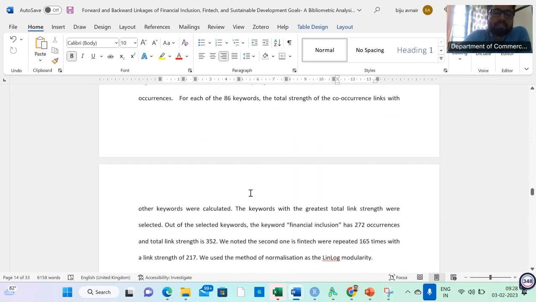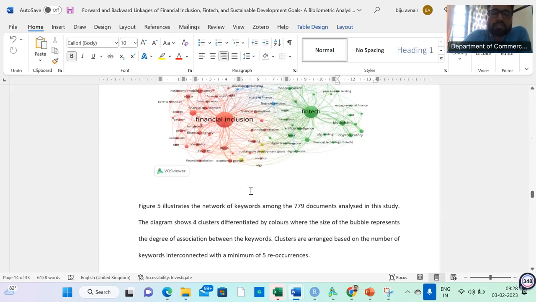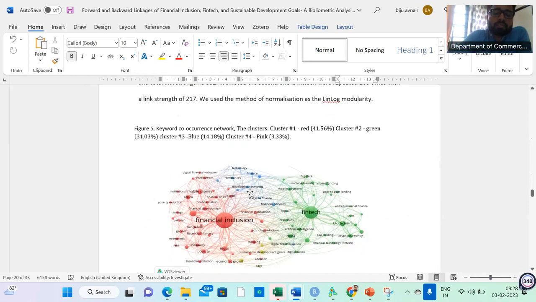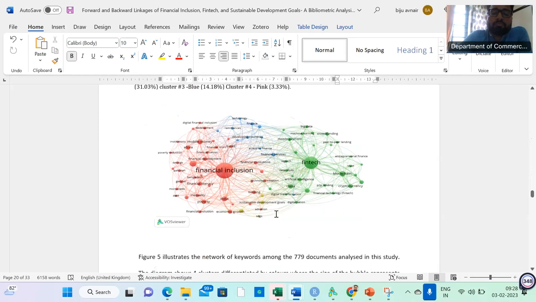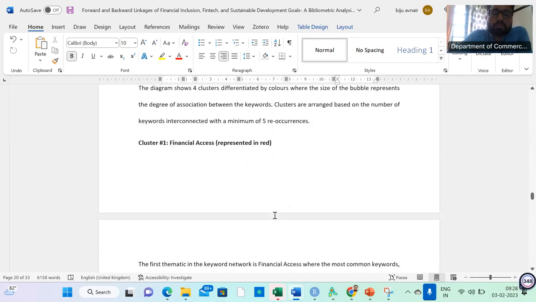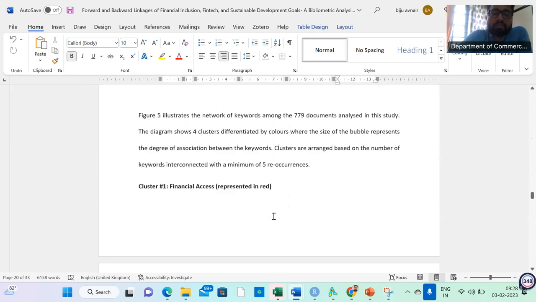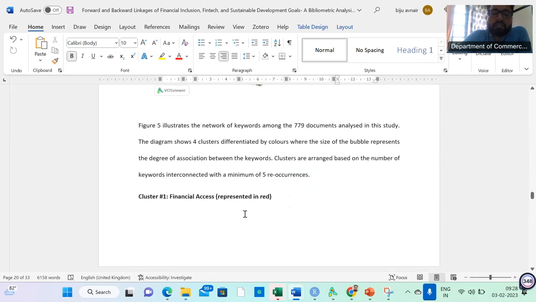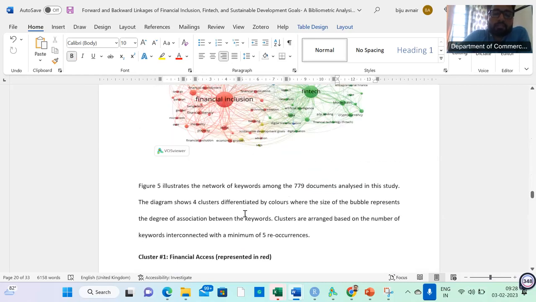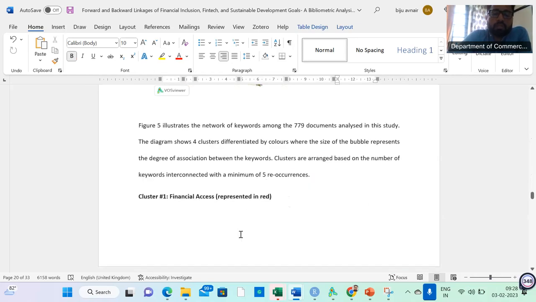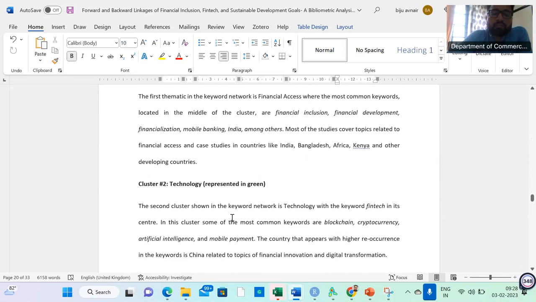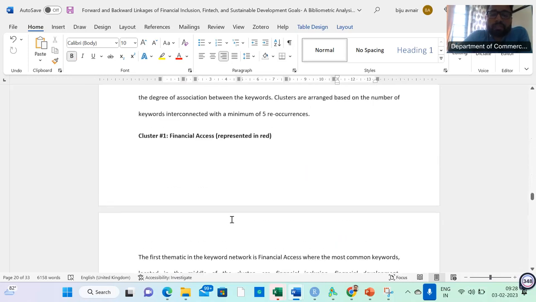Next, some clustering was done. The clustering is based on this network visualization. This network visualization is the output, the keyword co-occurrence network. This output has been captured from VOSviewer, and we have different clusters. The first cluster we named financial access, represented in red. Financial access is a big cluster which was formed, having different keywords.